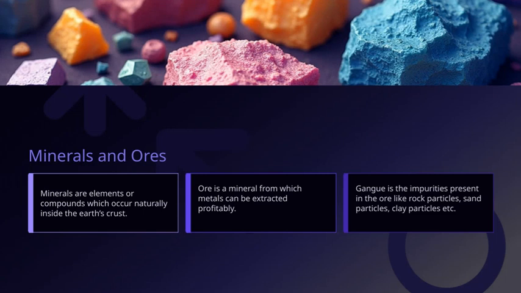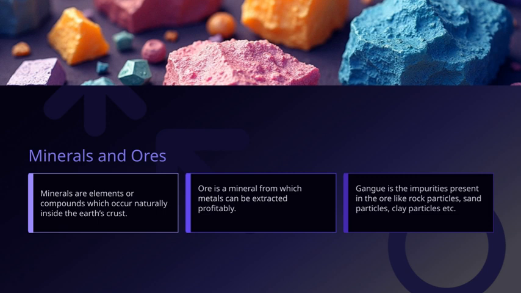Let's start by understanding what gangue is. Gangue refers to the impurities that are present in the ore. These impurities can be rock particles, sand particles, clay particles, and so on. They are basically unwanted materials mixed with the valuable ore.